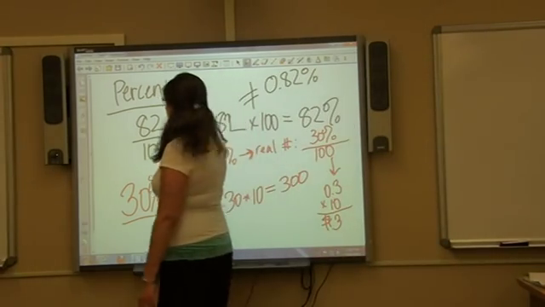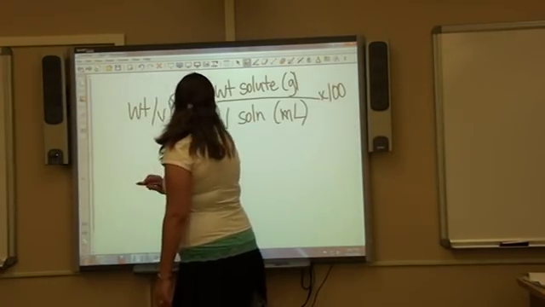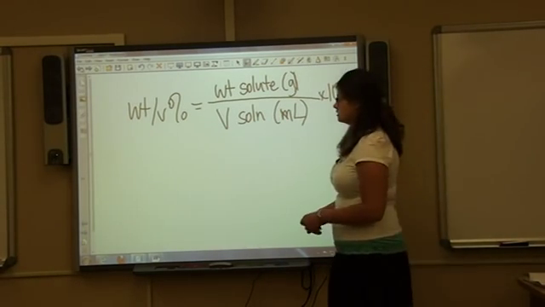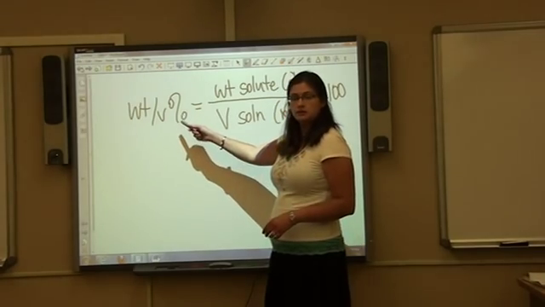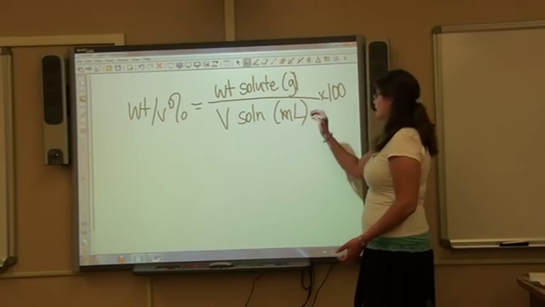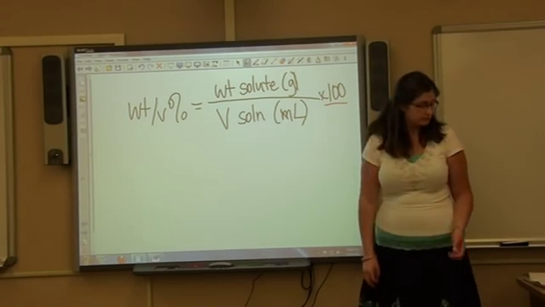Okay, so that's how we're using percents. So when we calculate the weight per volume percent, in order to get that number into percent, we have to multiply by the 100.